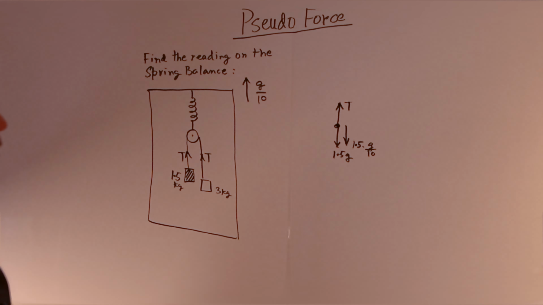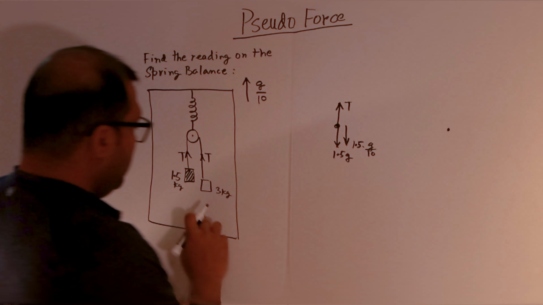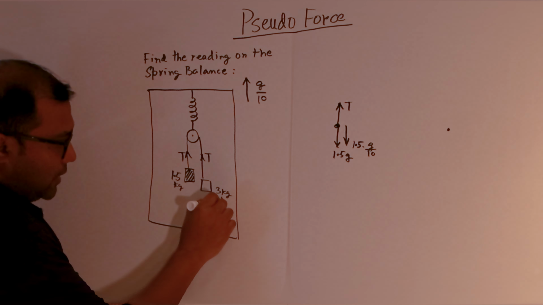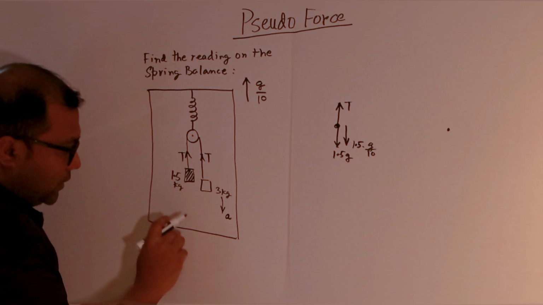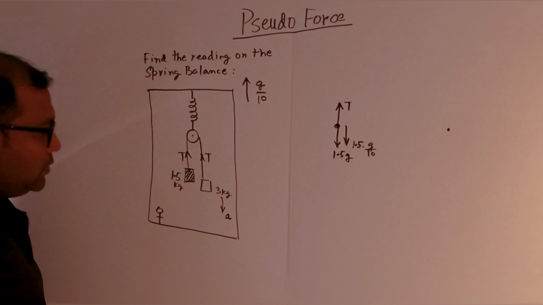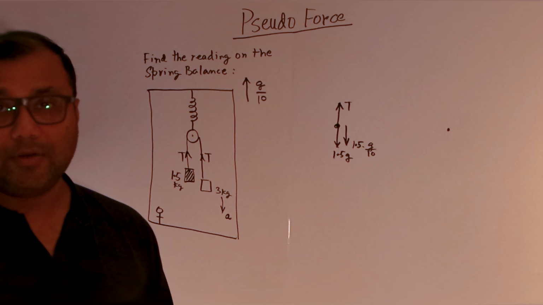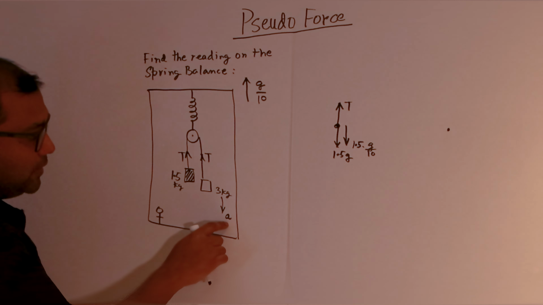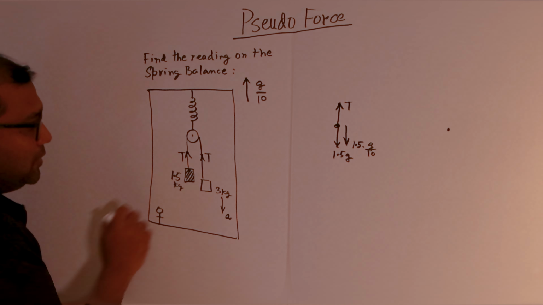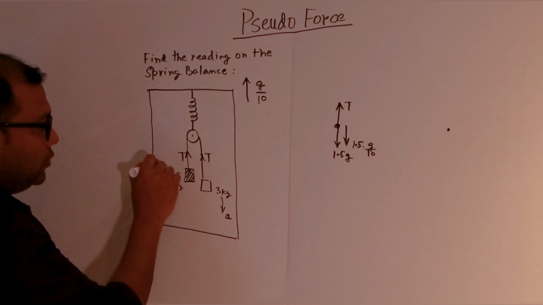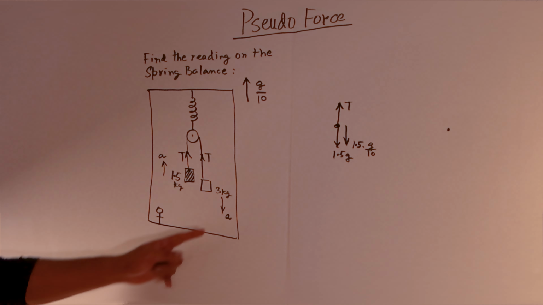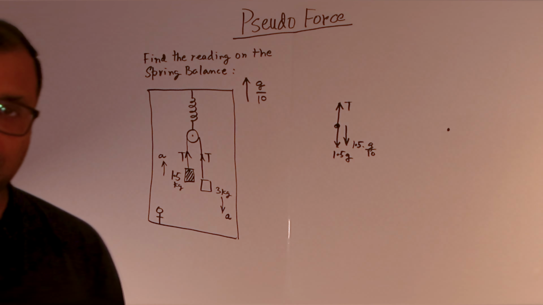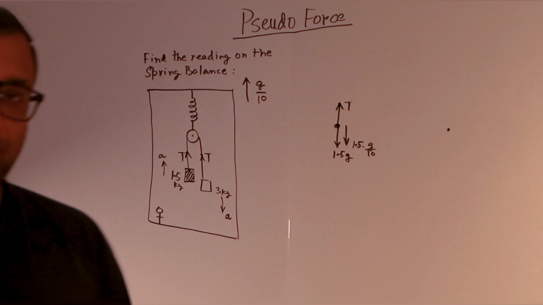Now similarly, let's draw the free body diagram for this 3 kg. Oh, one more thing. Internally, this 3 kg will come down with an acceleration a with reference to the frame of reference of the elevator. And because this is a continuous string, this will go up with an acceleration a. But this acceleration a is as measured by the person inside the elevator, which is a non-inertial frame of reference.